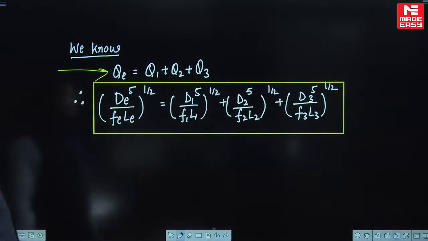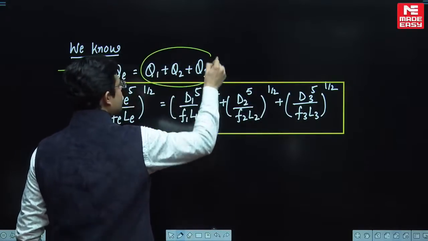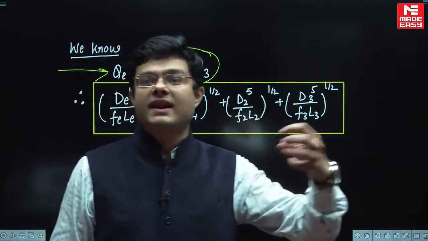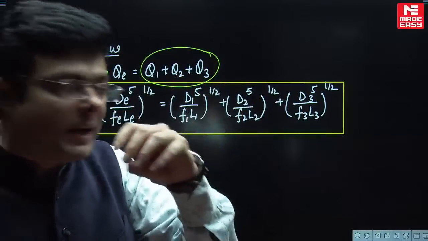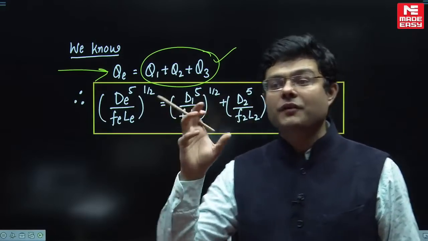Everybody knows that for parallel connection, the total discharge is the summation of individual discharges. So how much is the discharge taken by these dissimilar pipes in parallel? This is the discharge taken by dissimilar pipes. And what is the condition of equivalency?